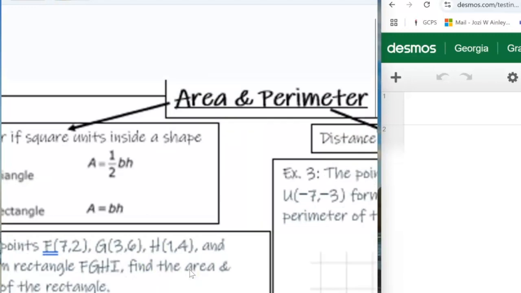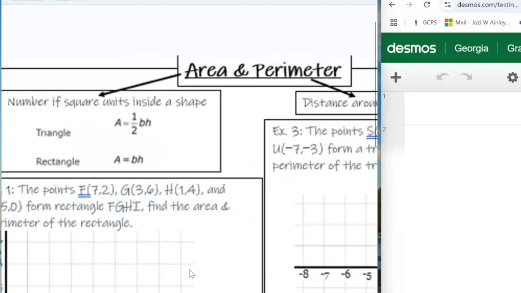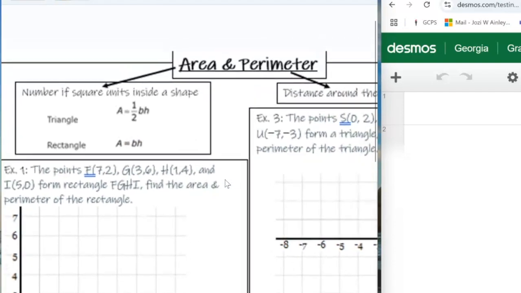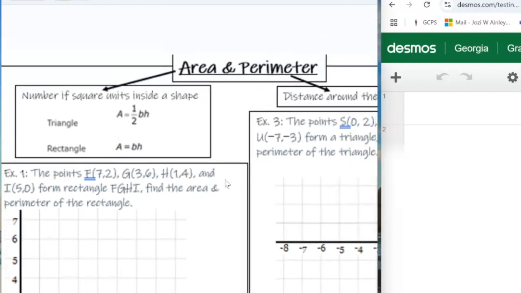All right, so we're going to take a look at area and perimeter. Mostly two shapes. The area of a triangle is a half times the base times the height. The area of a rectangle is base times height. The real big important thing to remember is that base and height must be perpendicular to each other. What that means is if this is the base, the height must be at 90 degrees. This is very, very important.